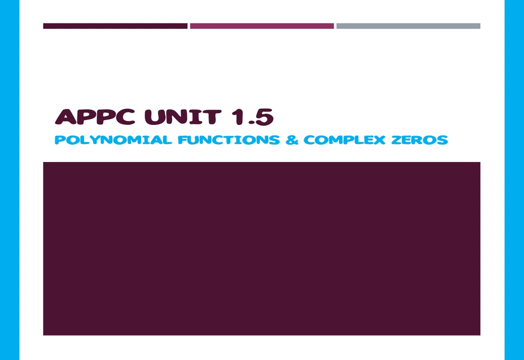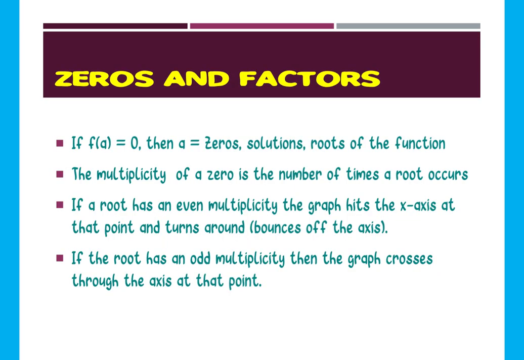So 1.5 is called polynomial functions and complex zeros. What's complex? What's a complex zero? Do we remember that word? No. Imaginary. Yes, eyes. Eyes are coming. All right, so zeros and factors we start with.